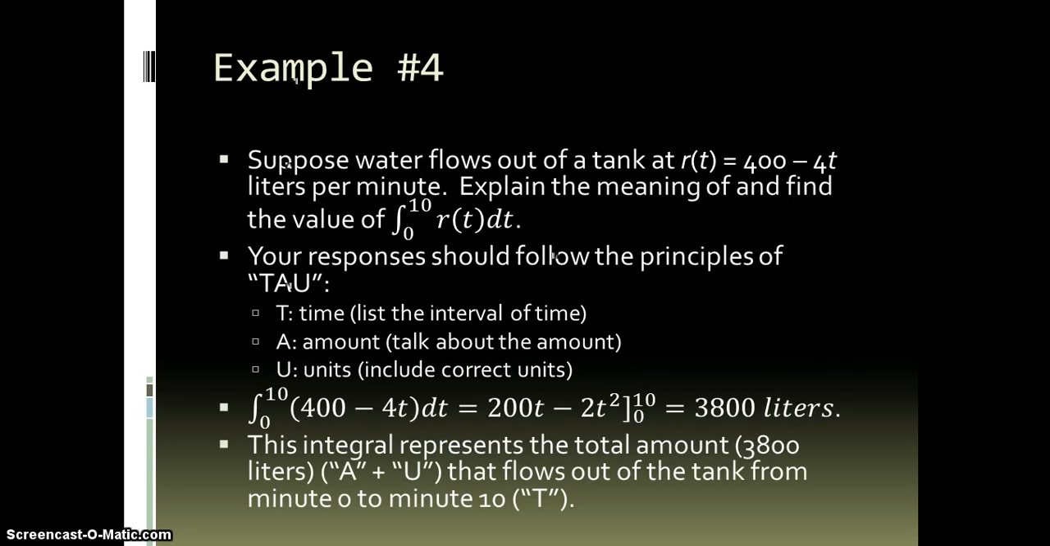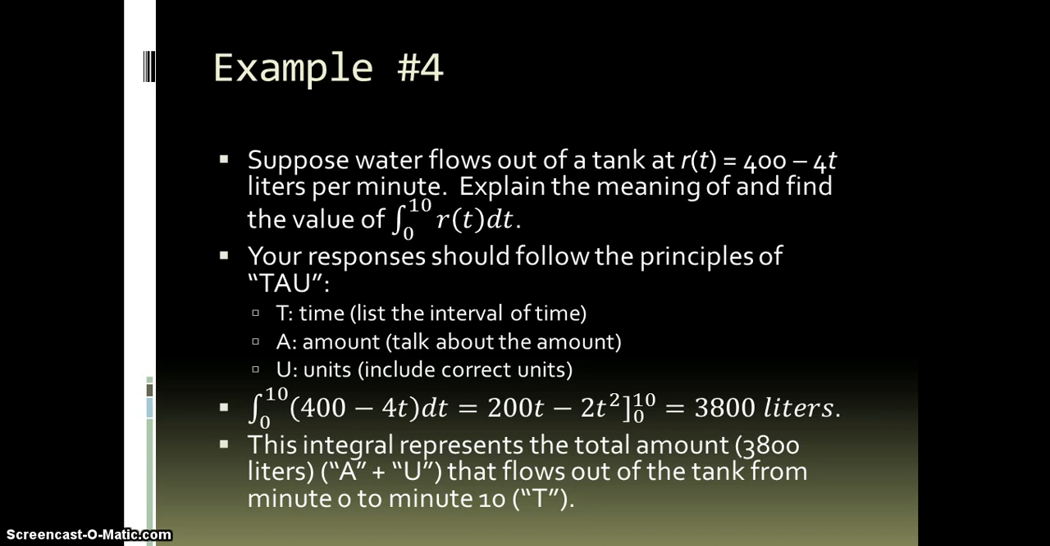So here's a fourth example of that. Suppose water flows out of a tank at a rate of 400 minus 4t liters per minute. Explain the meaning of and find the value of the integral from 0 to 10 of r of t dt. Again, your responses should follow the principles of TAU. T, time: list whatever interval you're dealing with. A, amount: talk about the amount. U, units: include the correct units.